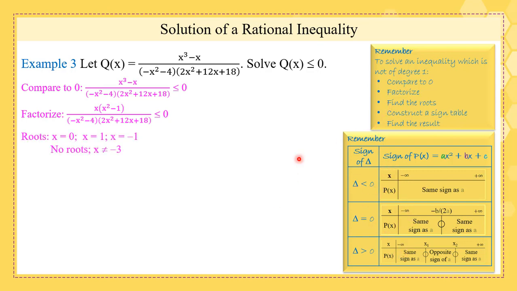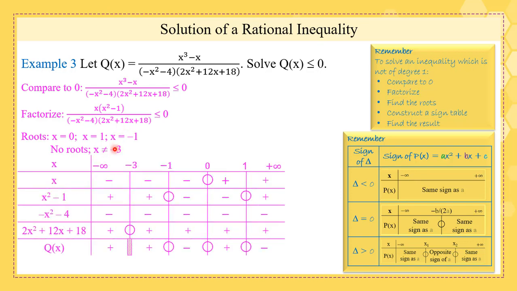Now we find out the roots. In the numerator we have x equals 0, x is 1, and x is negative 1. In the denominator, the first factor doesn't have any root because delta is negative, and the root of the second factor is negative 3. But remember, we put it as x doesn't equal negative 3 because it is in the denominator.